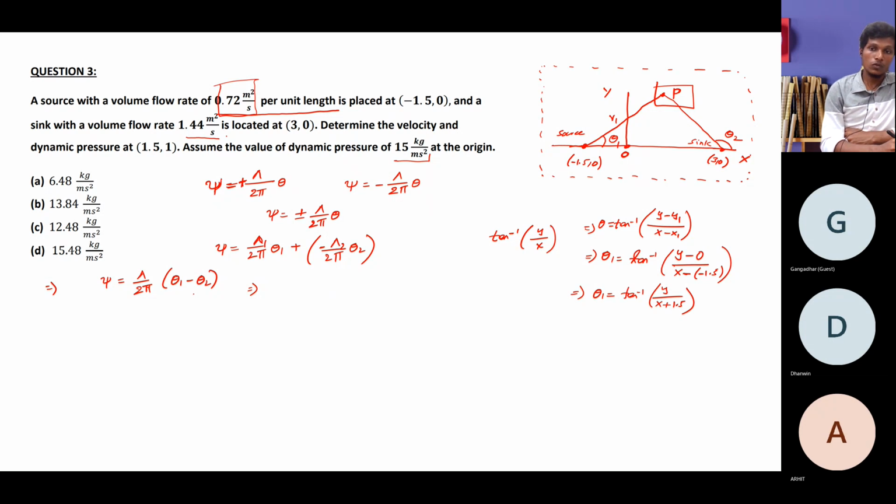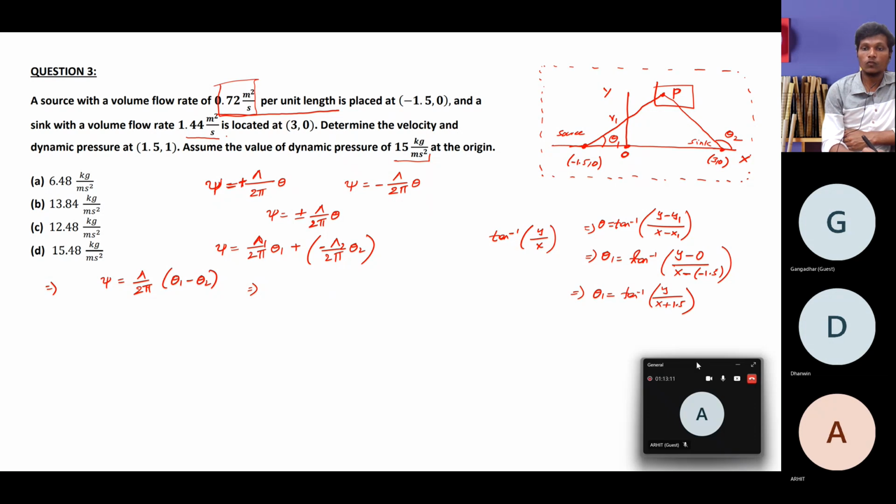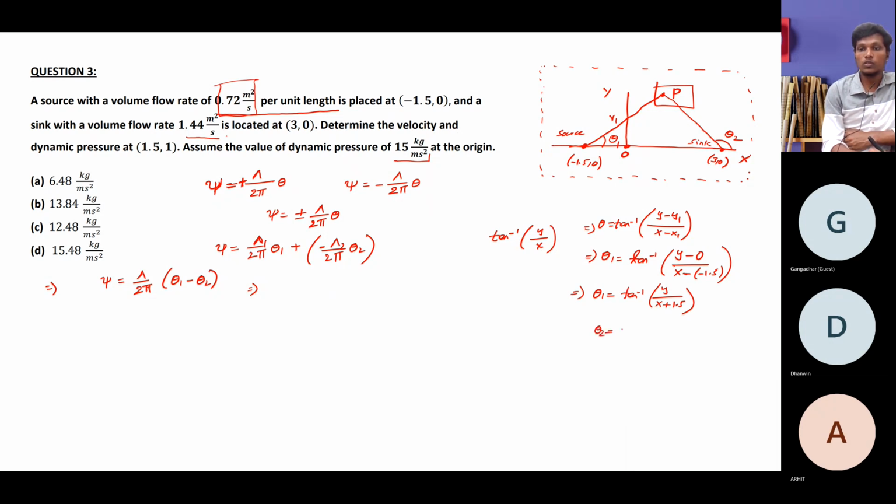Okay. In the same way, we can write theta 2 as we just wrote for theta 1: theta 2 equals tan inverse of y by (x minus 3), because we are shifting our origin 3 units to the right side of the origin. So this will be your theta 1 and theta 2 function. So let's substitute that. Then psi equals lambda 1 by 2 pi times tan inverse of y by (x plus 1.5), right? And then you have minus lambda 2 by 2 pi times tan inverse of y by (x minus 3).